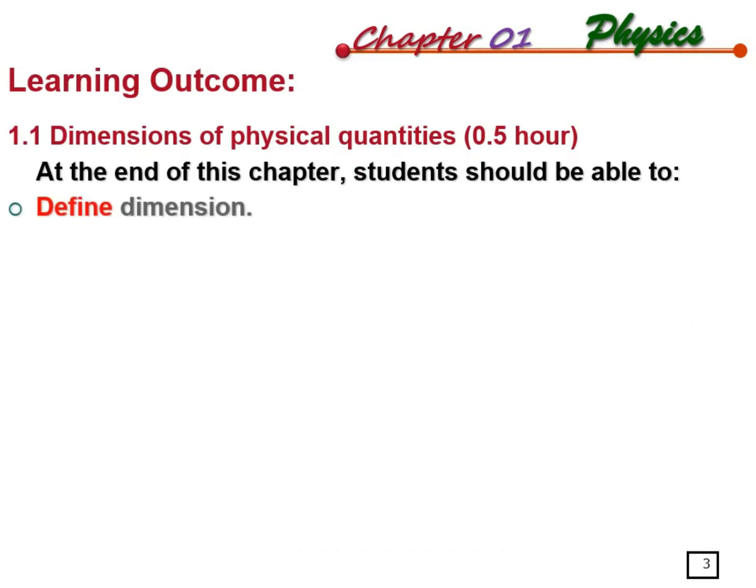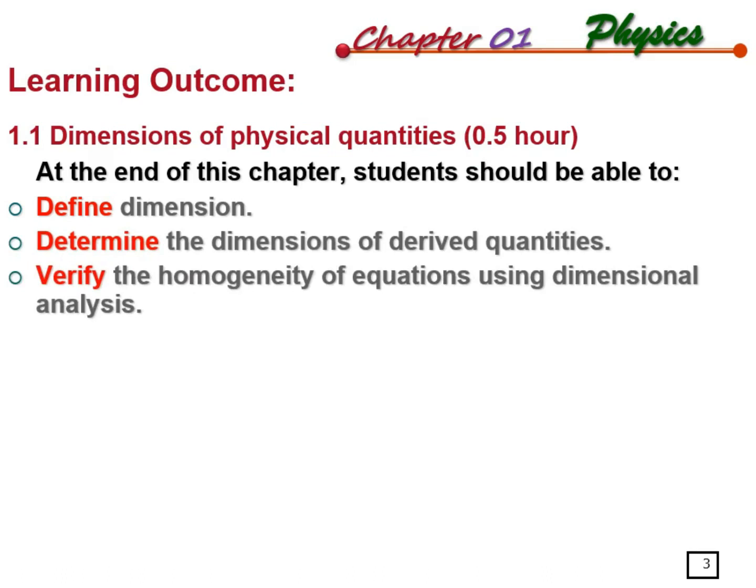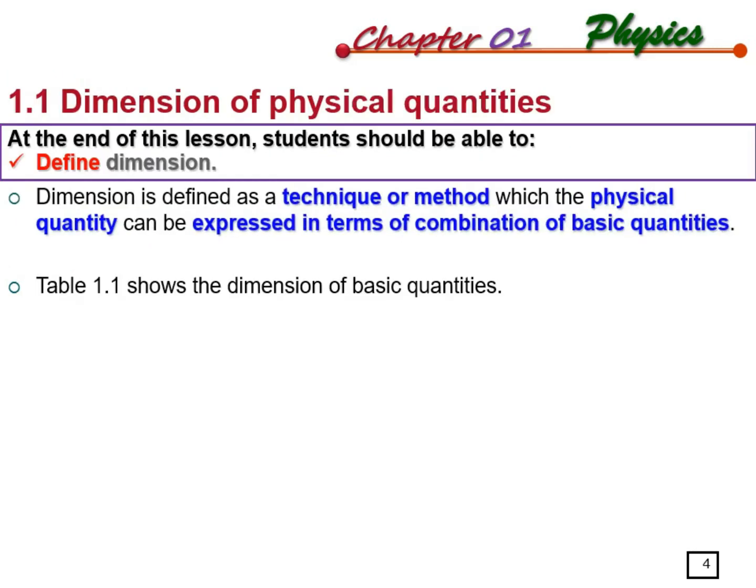So what is the learning outcome of the dimension? Define the dimension, then determine the dimension of derived quantities, and then verify the homogeneity of equation using dimensional analysis. Okay. So what is a dimension? Dimension is defined as a technique or method by which a physical quantity can be expressed in terms of a combination of the basic quantities.